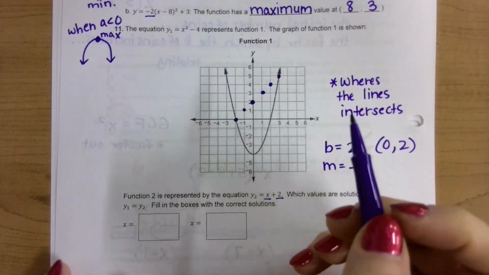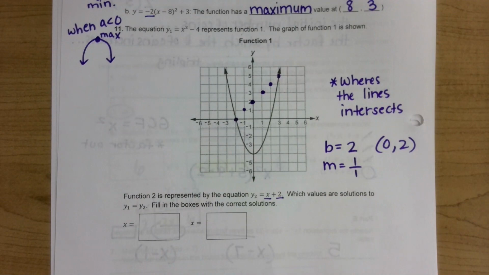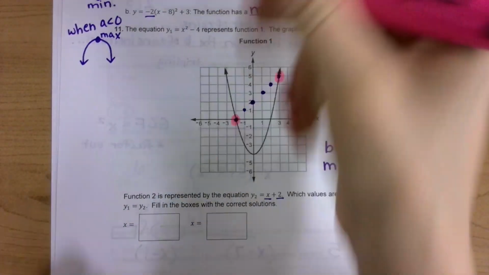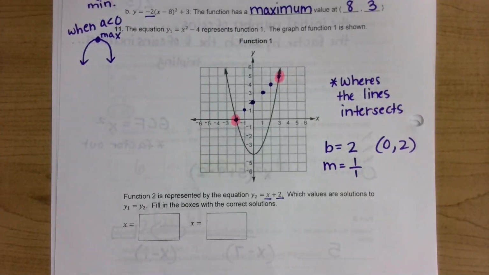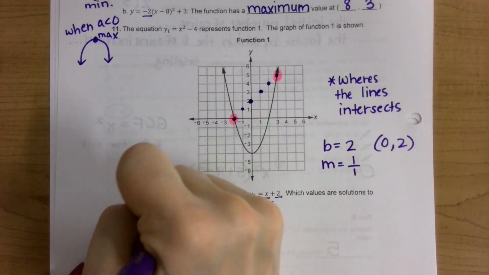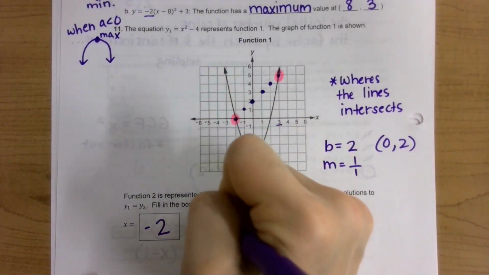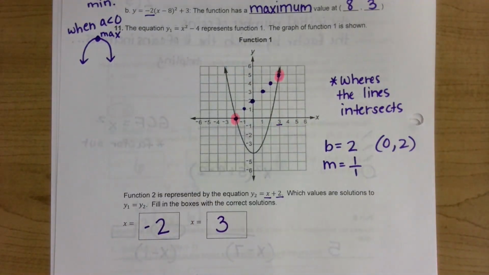And right away, I could see the 2 points where they would intersect with the parabola, right here and right here. And all I need are those x values. So this has an x value of -2, and then this one has an x value of 3. So those would be our two solutions.